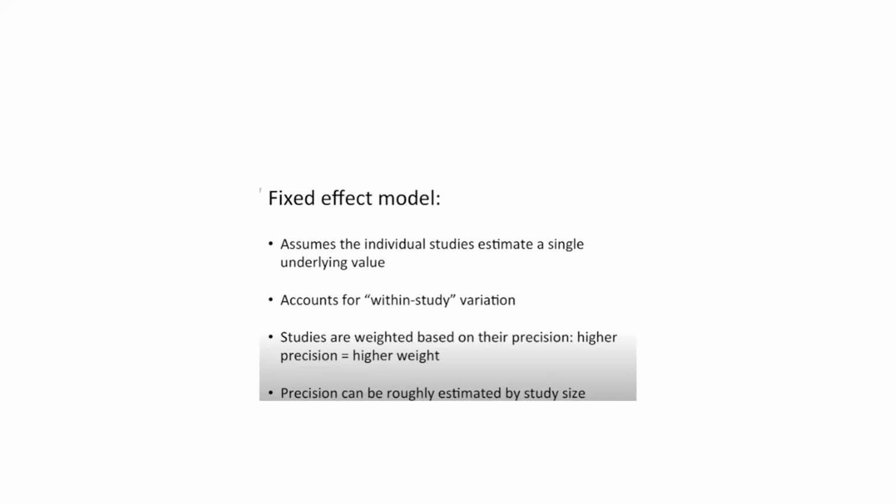Based on the knowledge I've told you now, are you going to use a fixed effect or a random effect? You're going to use a fixed effect. I'm not going into detail on how to calculate the fixed effects. It's not important. All you need to do is go and download a meta-analysis on any topic at all. Read the article.